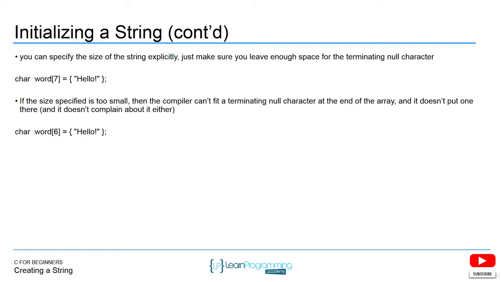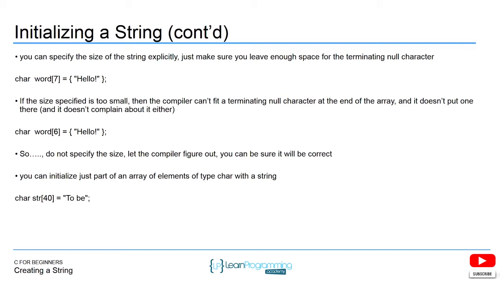Because if the size specified is too small, the compiler cannot fit the terminating null character at the end of the array. And it doesn't put one there. And it's not going to tell you that it didn't put one there. So you're going to have a bug in your program and you're not even going to know it. Best practice is when you're using a string literal and you're initializing a string, to just let the compiler figure out the size for you.